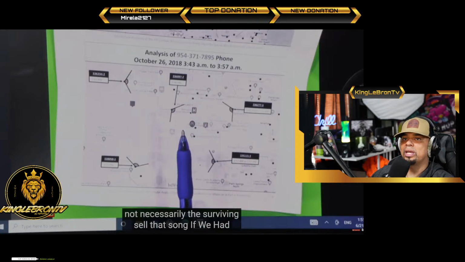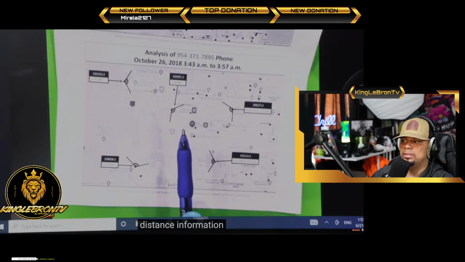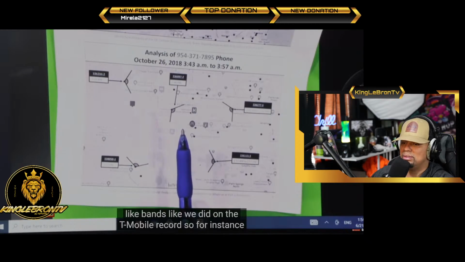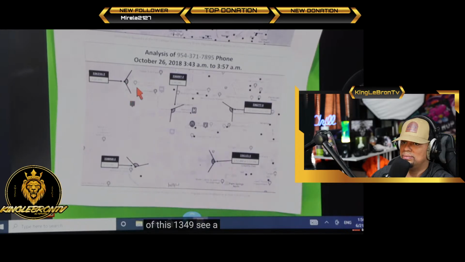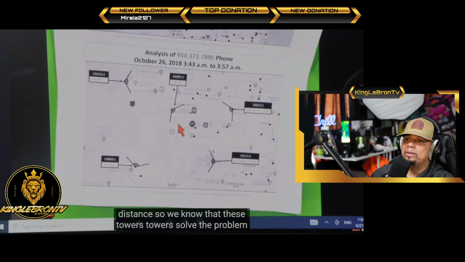So that is my point. If we had distance information at these times, we'd see a band, just like we did on the T-Mobile record. So for instance, at this one, 349, you'd see a distance, whether it was a number like this or like this, whatever. The distance column on that engineering report for all these data points was blank. We don't have distance. So we know that these towers were not necessarily the serving cell.